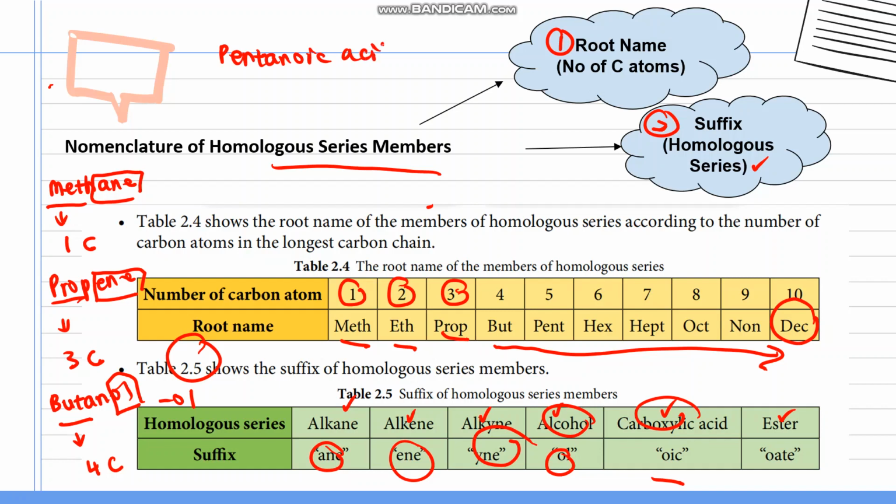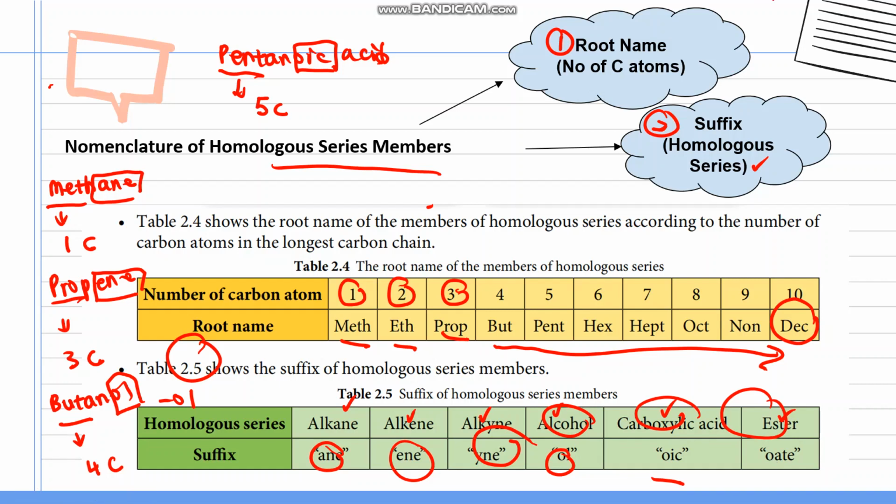So the suffix here is OIC, which indicates that the homologous series is carboxylic acid, and PENT here indicates there are 5 carbon atoms in the carboxylic acid. And the last one is ester. For the ester, the suffix is -ATE, and I will explain more details regarding the ester in the coming video. So by now you have to know how to give the IUPAC name for the homologous series member.